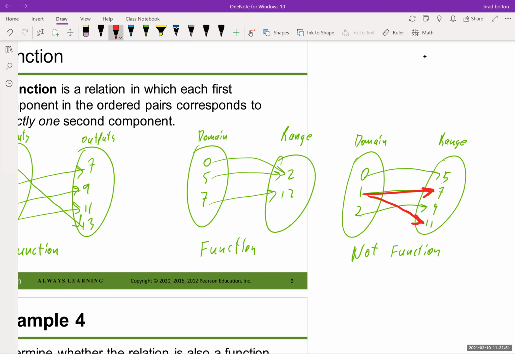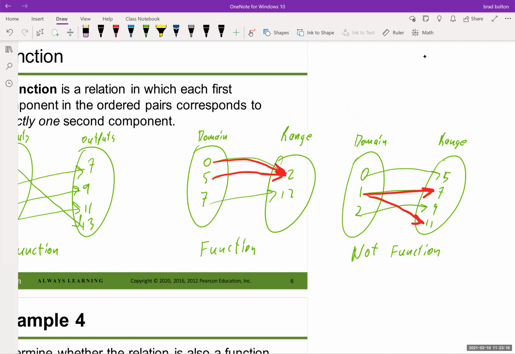Okay. So notice here, you are allowed to have more than one domain go to the same range value. That's still okay, but you are not allowed to have one domain value go to two different range values. That's what makes it not a function. So this would not be a function. Now it's still a relation, but it's just not a functional relationship.